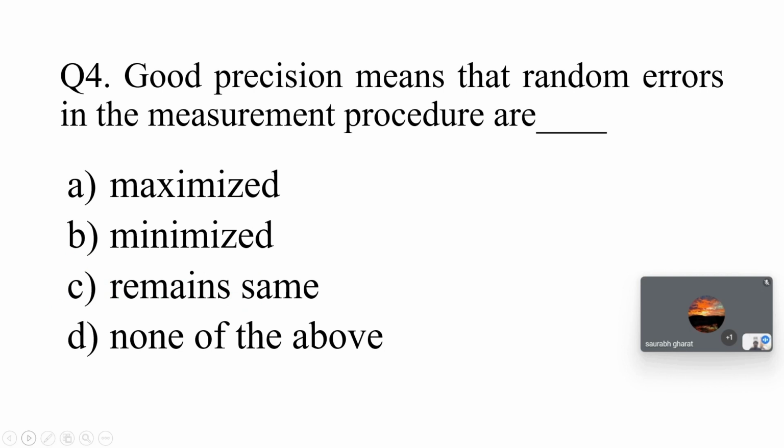So, good precision means that random errors in the measurement produced are. We asked about precision previously. Right now we are going into some insights at what precision actually means. This is the fourth question for you: good precision means that random errors in the measurement produced are maximized, minimized, or none of the above. You can go to the slides, take your time to solve.